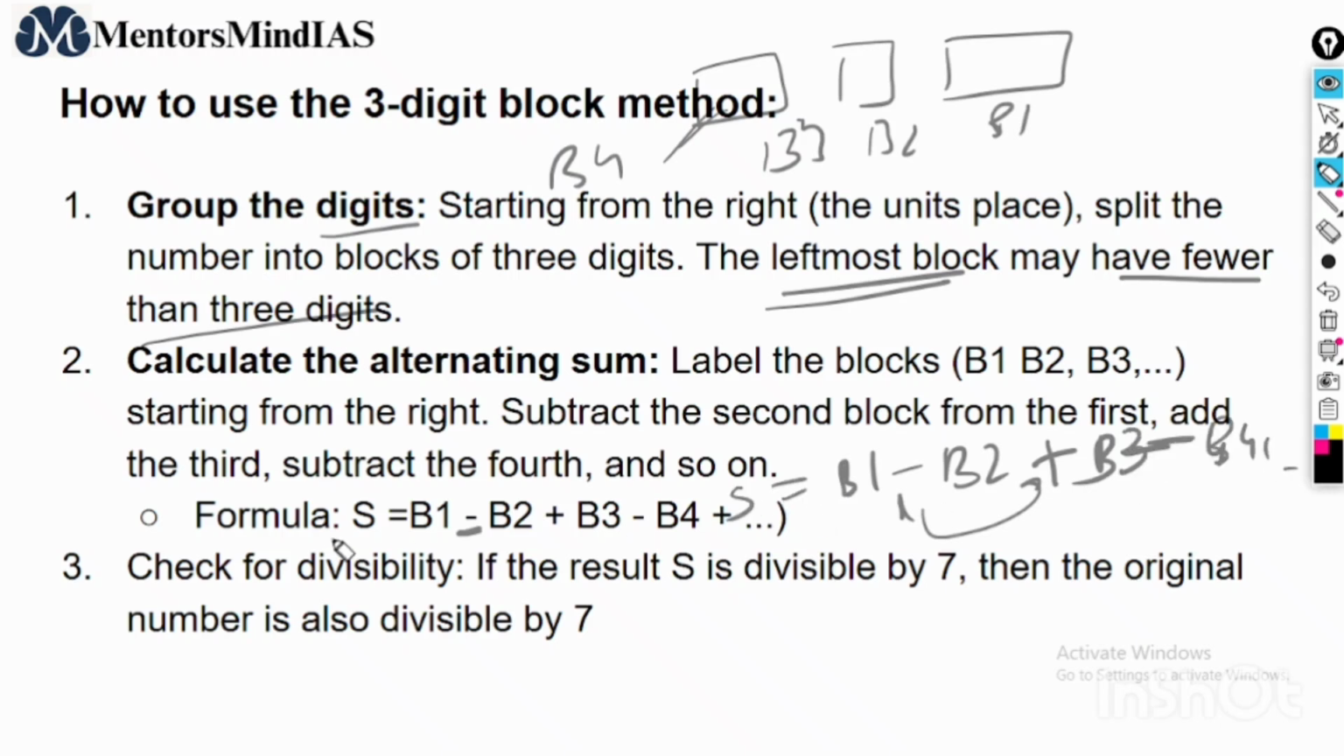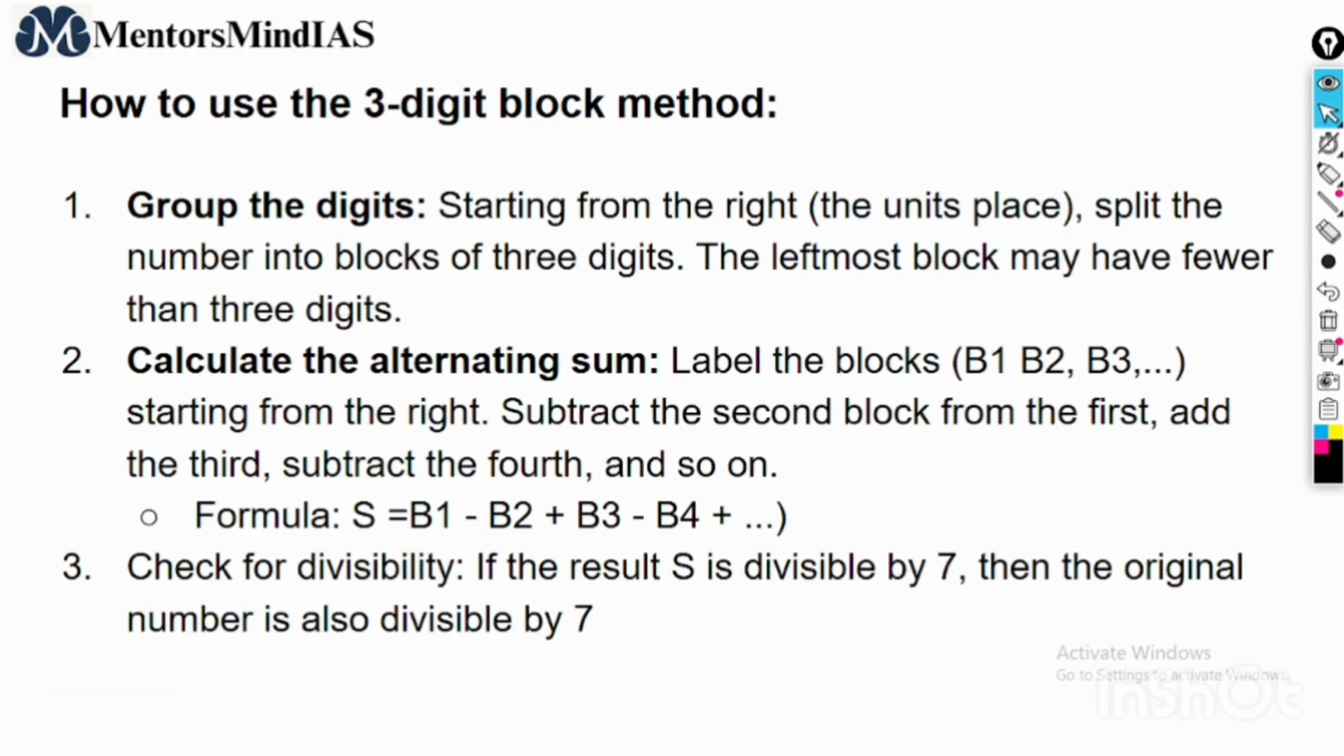Say you call it S. Now check for divisibility. If that S is divisible by 7, then the original number is also divisible by 7. Simple. So now I'll be applying this 3-digit block method in a question from the previous year, the 2021 UPSC question.